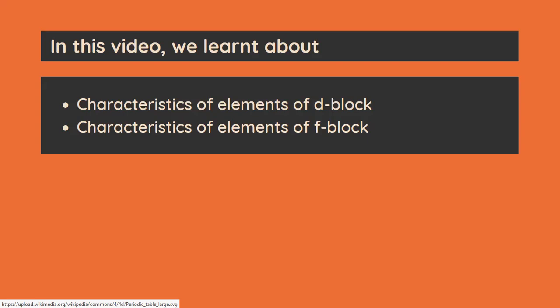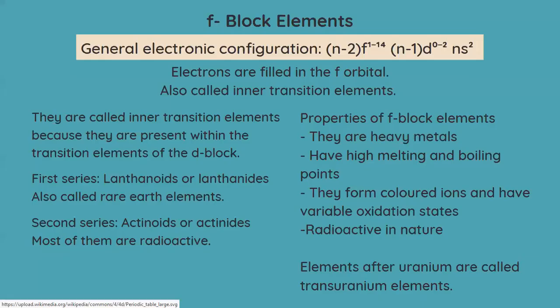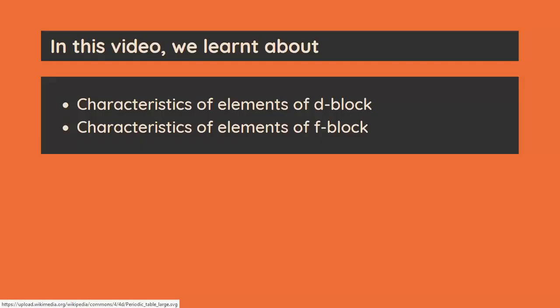These elements are basically lanthanoids and actinoids. You have two sets of f block elements. Basically, you have two series. The first one is called lanthanoids, the second is called actinoids. The first series are rare earth elements, whereas most of the second one are radioactive in nature. They have high melting and boiling points, and they show variable oxidation states as well. With this, we finish the electronic configuration and the various blocks in the periodic table. In the next video, we will be learning about the various types of elements.